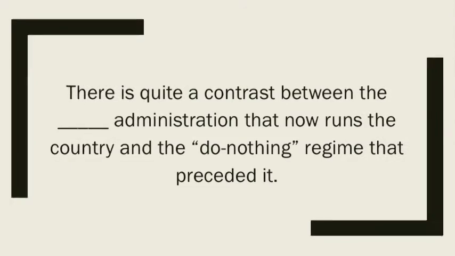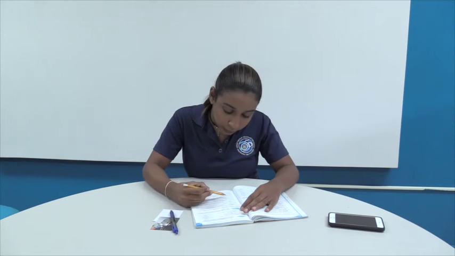Number 6. There is quite a contrast between the blank administration that now runs the country and the do-nothing regime that preceded it. One more time. There is quite a contrast between the blank administration that now runs the country and the do-nothing regime that preceded it. I lost count. Now we're on number 7.